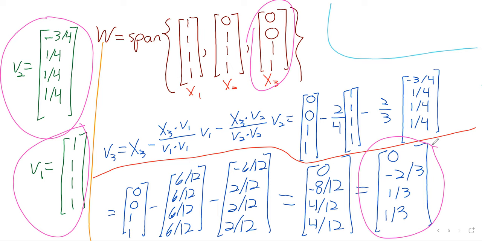This is orthogonal. You could go further if you wanted to. Some people say this is part of the Gram-Schmidt process. I don't. But you could normalize each of these vectors to get an orthonormal basis. Remember that normalizing a vector is just dividing it by its length.